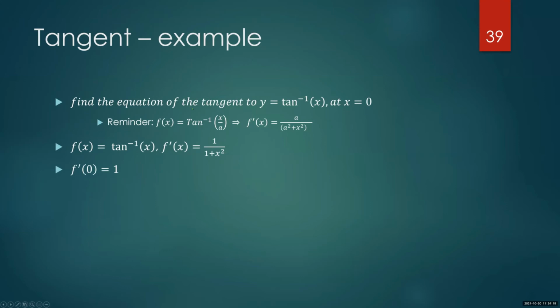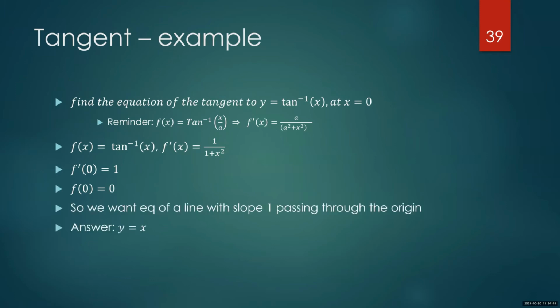Now we want to find the equation of the tangent when x is equal to 0. So f dash of 0 is equal to 1, because 1 all over 1 plus 0 squared is equal to 1. And f of 0 is equal to 0. The tan of 0 is 0, so the arctan of 0 has to be 0 also. And so we want the equation of a line with a slope of 1 passing through the origin. The answer very simply is y is equal to x.